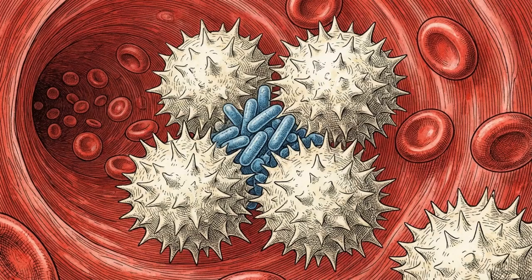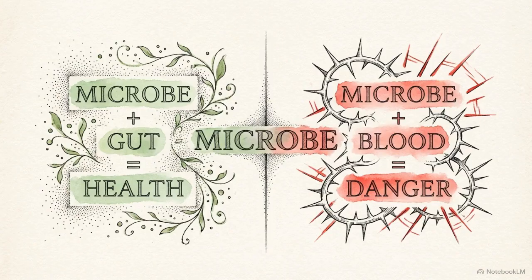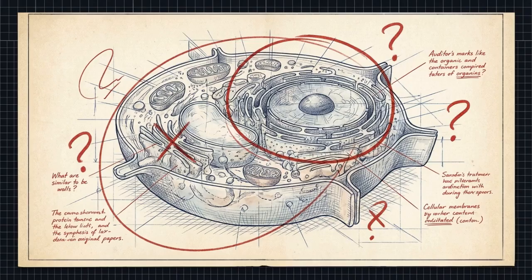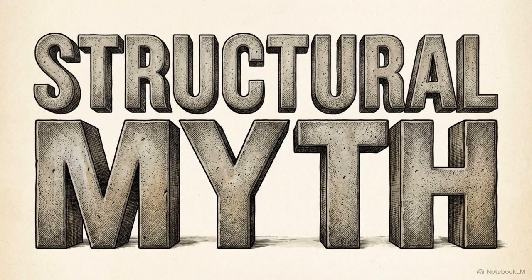A gut bacterium that aids digestion can trigger a lethal immune response if it migrates into the sterile environment of the bloodstream. Danger isn't a fixed identity. It's a product of the relationship between the microbe and its location. Once we understand what microbes actually do, we need to audit our assumptions about how they are built. Take the term cell wall.